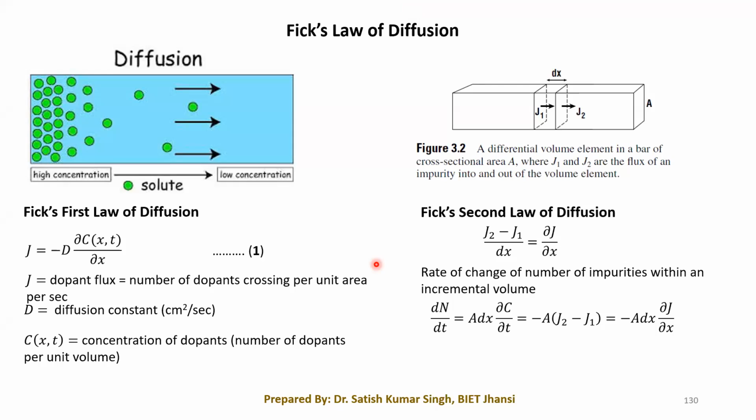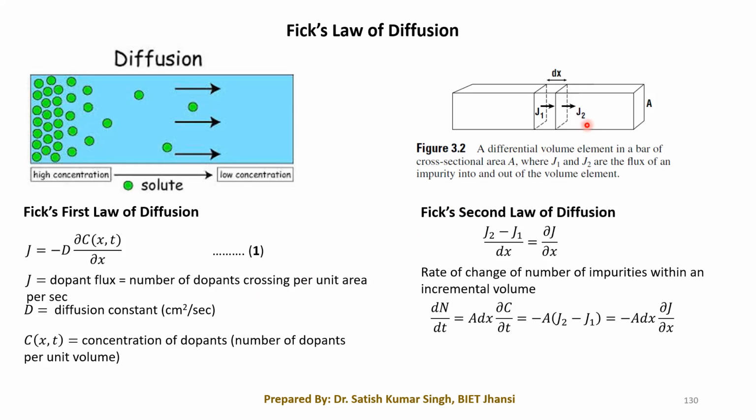We have already discussed Fick's first law of diffusion, in which we have seen that the dopant flux can be given as J = -D ∂C(x,t)/∂x, where J is our dopant flux, which is nothing but the number of dopants crossing per unit area per second. Now we have to look at Fick's second law of diffusion.